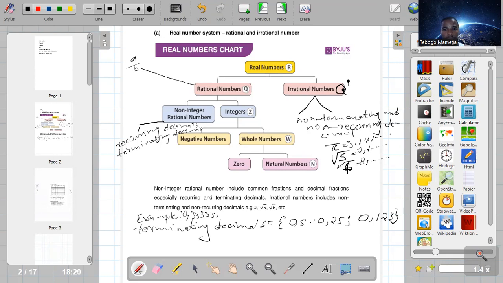So yeah, that is all about rational numbers and irrational numbers. The only difference here, guys, is that rational numbers include a lot of different types of numbers. They include whole numbers, and under whole numbers we can have natural numbers. We can also have zero. They also include integers. They also include non-integer rational numbers, which I talked of as recurring decimals and terminating decimals, as opposed to non-terminating and non-recurring decimals, which fall under irrational numbers. So irrational numbers are only non-terminating and non-recurring decimals. So guys, I hope that is understood.